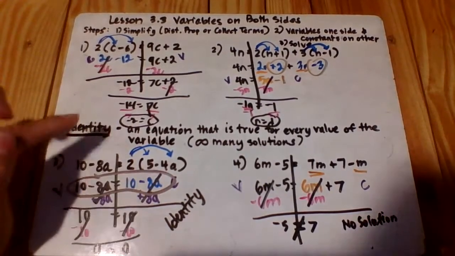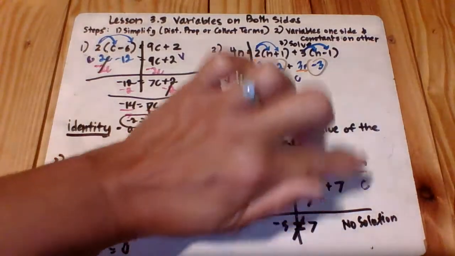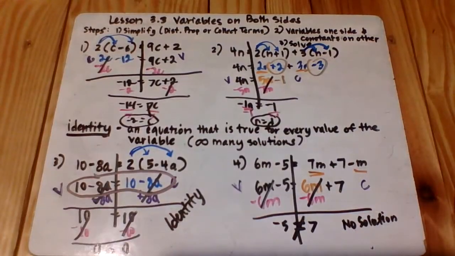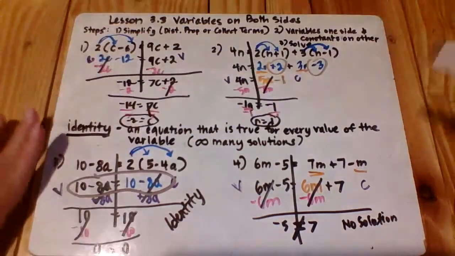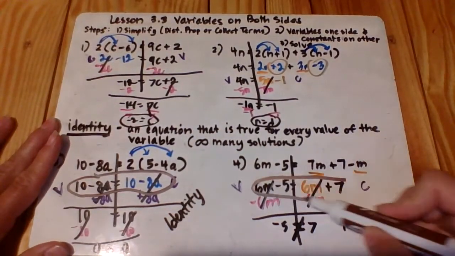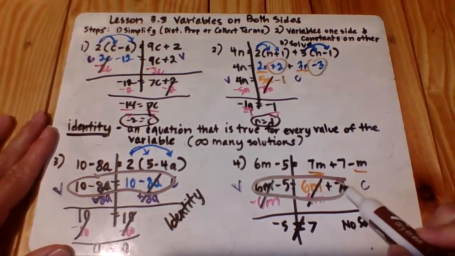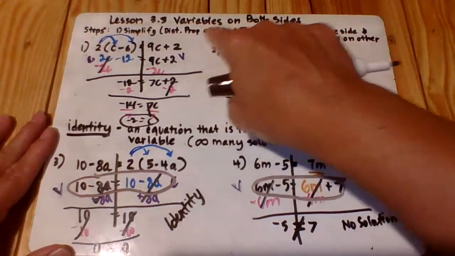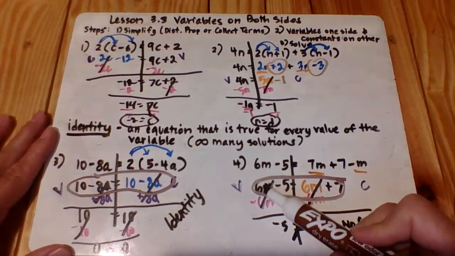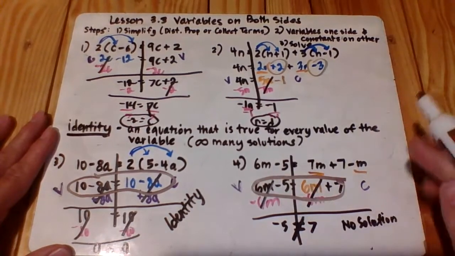So when they were identical, we call that an identity. When one side doesn't equal the other, we call that no solution. Now, I said that's interesting. Let's go right back up to here. It says 6m minus 5, and it says 6m plus 7. If you notice when you're doing the math, after you do the distributive property and collecting like terms, that they have the same variable but different constants, you can stop right there.